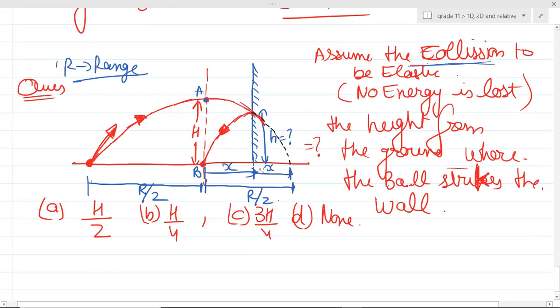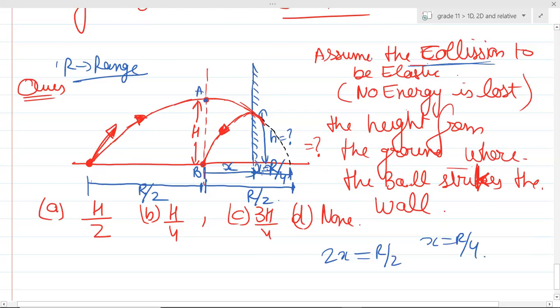So if these two distances are equal, can you tell me what should be the value of x for this to happen? Sir, R/4. Yes, so basically the value of x is R/4. So using this logic, it comes out to be R/4. Are you getting my point?